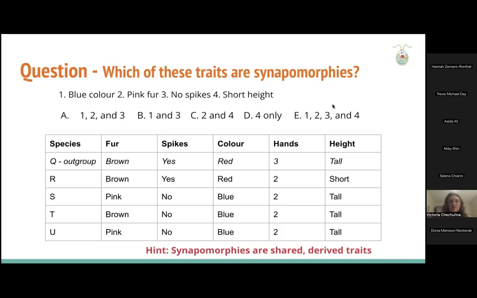Pink fur is a similar kind of logic. It's shared among species S and U, and it's derived because the outgroup and the most recent common ancestor of this entire group was brown, it wasn't pink. And then same again with spikes: the no-spikes trait is shared among species S, T, and U, and it evolved further along in evolutionary time because, as we can see, the outgroup did have spikes. Short height is not a synapomorphy because it is present in only one species, so that would be an autapomorphy. Okay, next slide, please.